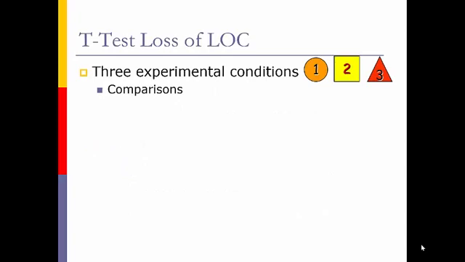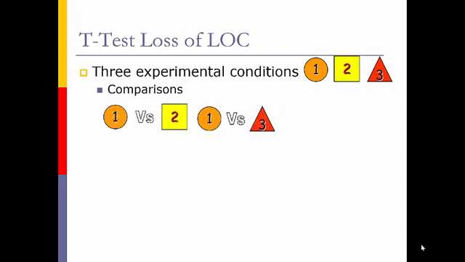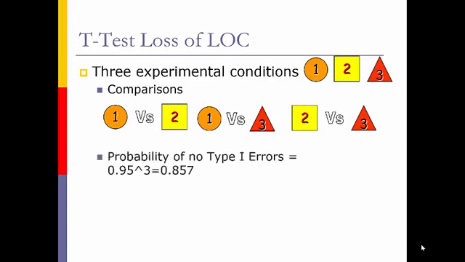All right, so let's talk about what happens when we run multiple t-tests. In this example, we're going to have 3 different experimental conditions. We want to run comparisons between those. The comparisons that we're going to run are 1 versus 2, 1 versus 3, and then 2 versus 3. So we would have to run 3 separate t-tests. So the probability of no type 1 error would be 0.95, which is the level of confidence that we always use for engineering, raised to the 3rd power because 3 is the number of comparisons that we're running.